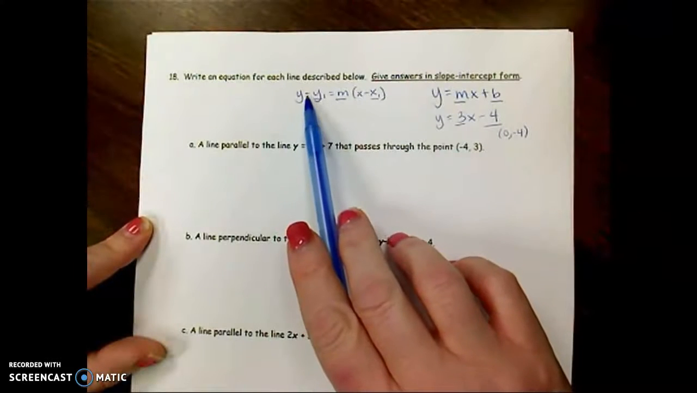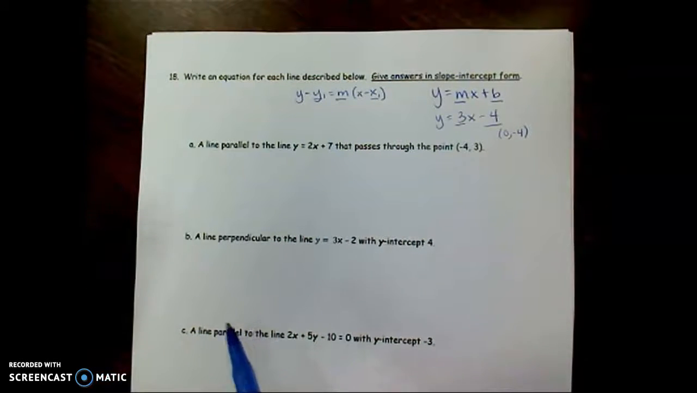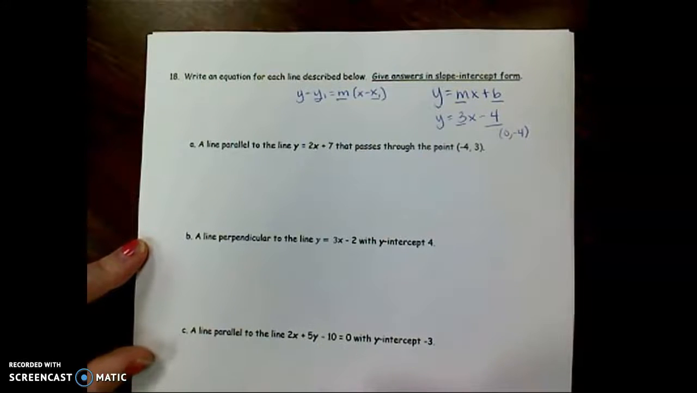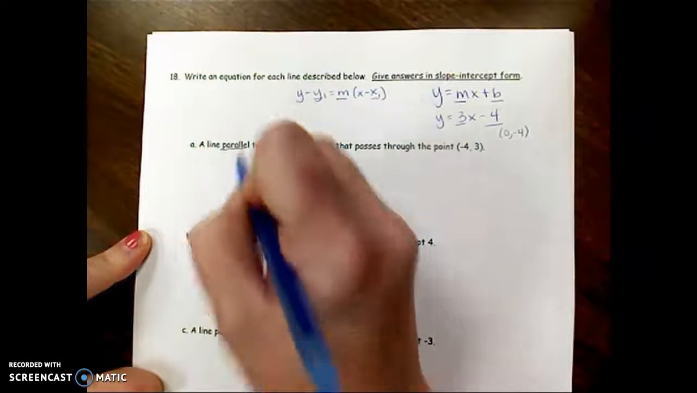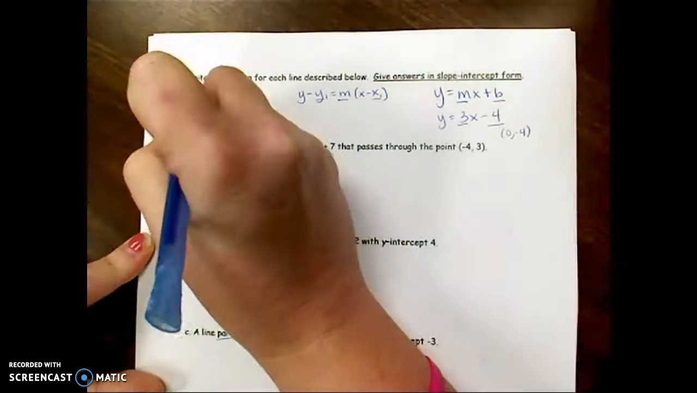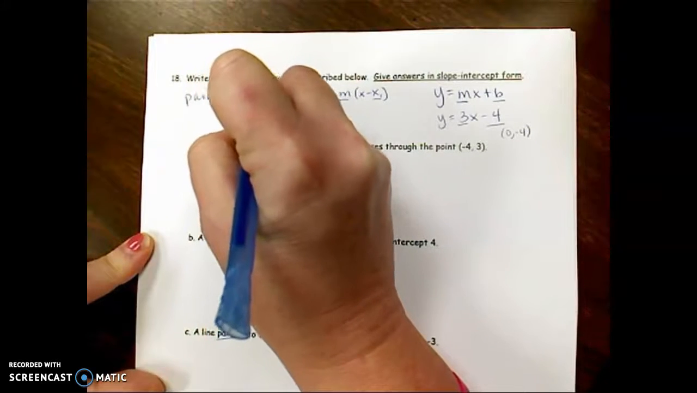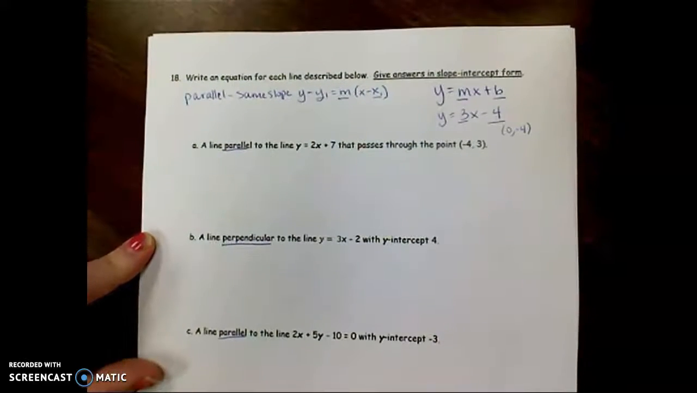Now, this form has subtraction, and so when you put your point in, it'll change the sign of those coordinates when they're plugged in. So in these four problems, you're going to have to pay attention to whether you are writing the equation of a parallel or a perpendicular line. So remember, parallel lines have the same slope. So the number in front of x would be the same.